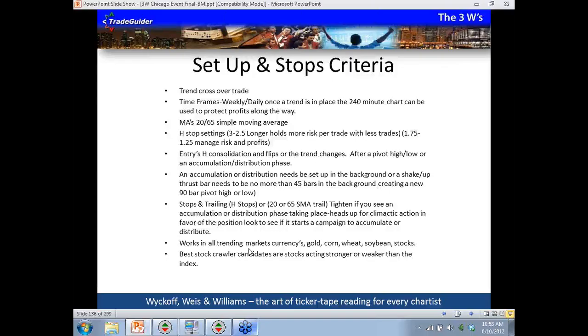It works on all trending markets. I've got to really stress trending markets. There are markets that will go back and forth, and it's a good way to get chopped around. But the currency markets, gold, corn, wheat, soybean, and a lot of stocks. There are stocks that have that characteristic. They'll go back and forth, up and down for years.